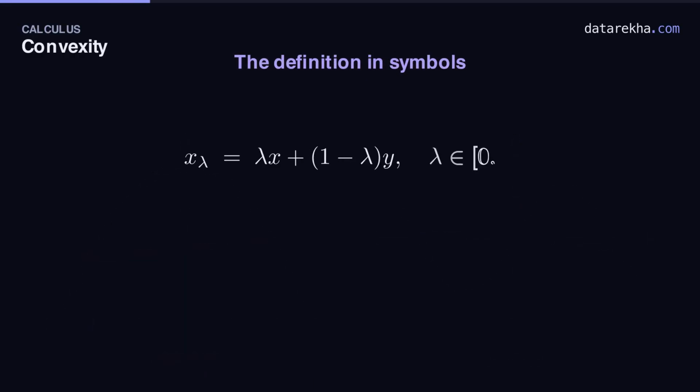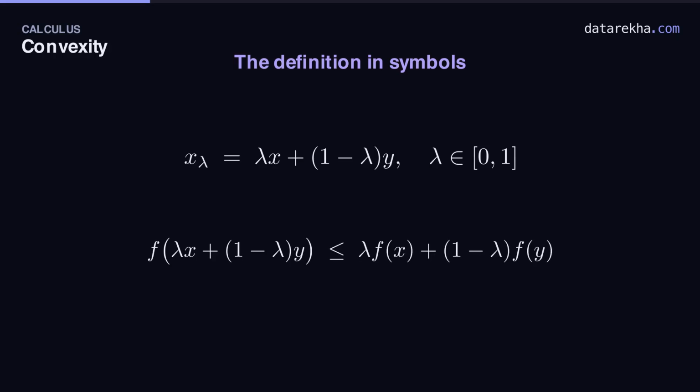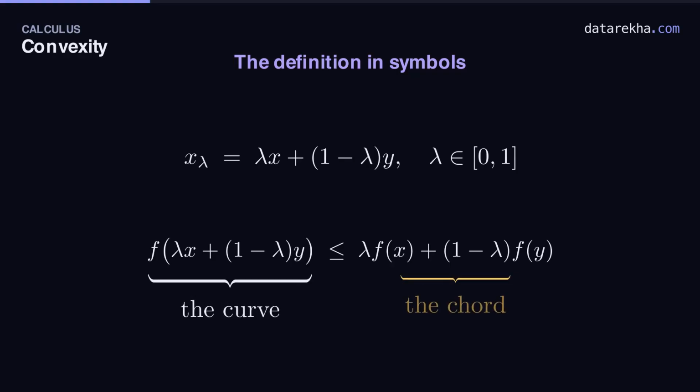Let's turn that picture into exact mathematics. Take 2 points x and y. Any point between them is a blend, lambda times x plus 1 minus lambda times y, as lambda slides from 0 to 1. Convex means this one inequality holds for every pair and every lambda. On the left, the height of the curve at that in-between point. On the right, the height of the chord there. Convex says curve, at most chord. Read the two sides of the picture. This term is the curve, this term the chord. That little less than or equal sign is the entire definition of convexity.